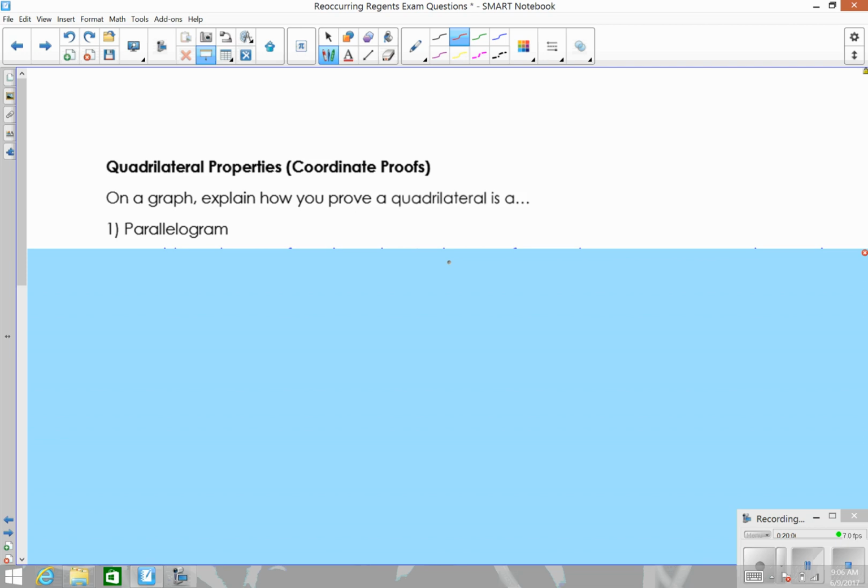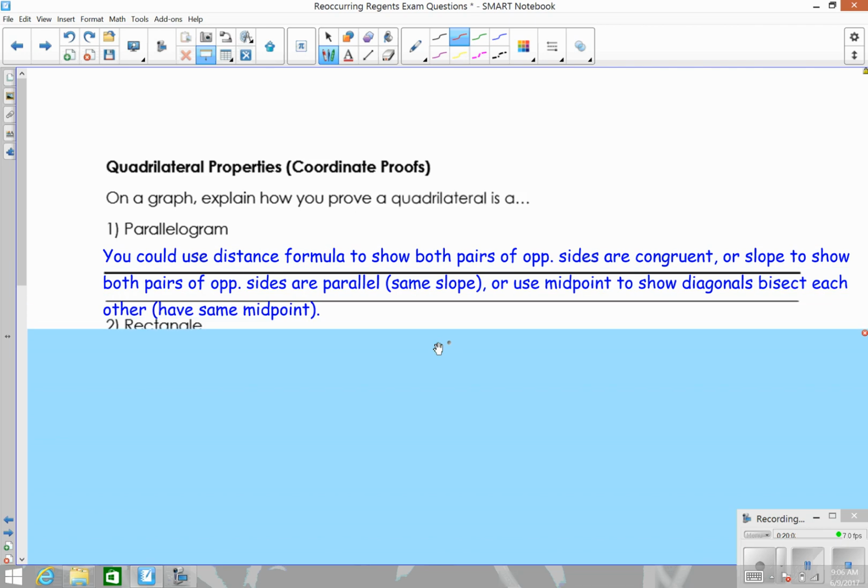So the first one is a parallelogram. If you're trying to prove that you have a parallelogram, there are different ways that you could do it. If you're on a graph, you could use the distance formula and show that both pairs of opposite sides are congruent. Even if it were not on a graph, you just have to show both pairs of opposite sides are congruent. You could also show that opposite sides are parallel, which would mean the same slope. So you'd be using the slope formula if you were on a graph. Otherwise, if it was a Euclidean proof, you could use alternate interior angles to prove parallel lines if the alternate interior angles are congruent.